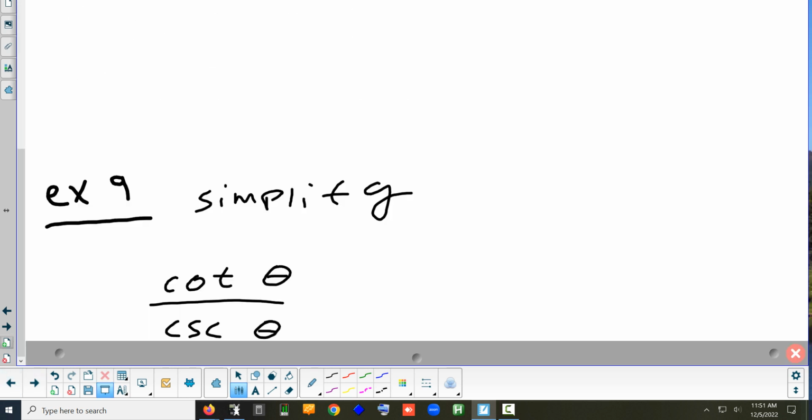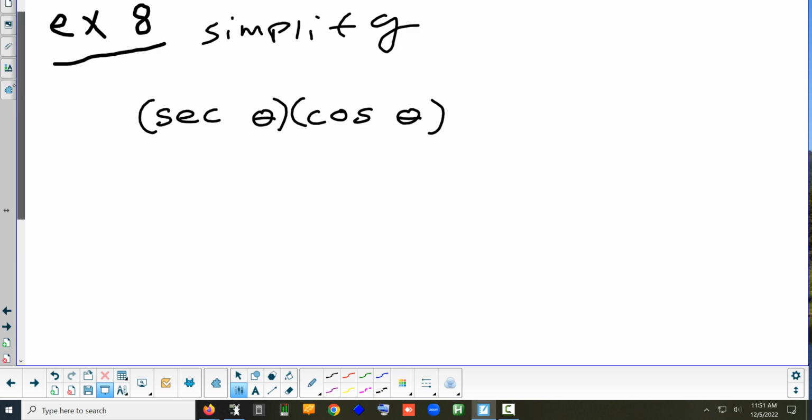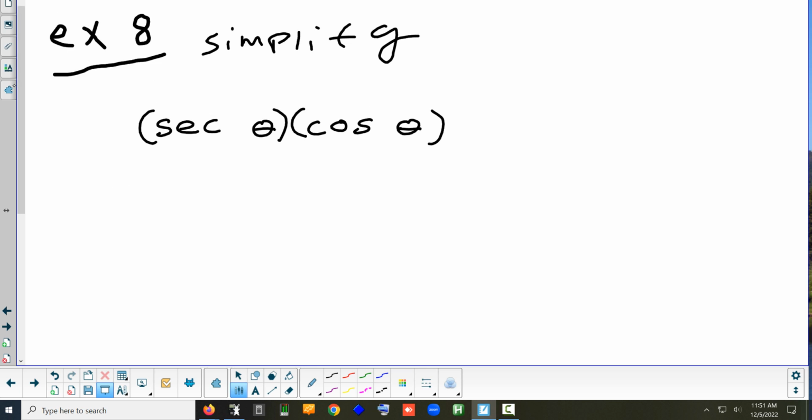Let's try, I think I got 2 more. Let's try the secant times the cosine. And the trick here, in case you're wondering how did you do that last one? Try changing it all to sines and cosines. That's the trick. Start with secant. How can we change secant? 1 over cosine. So that's 1 over cosine.